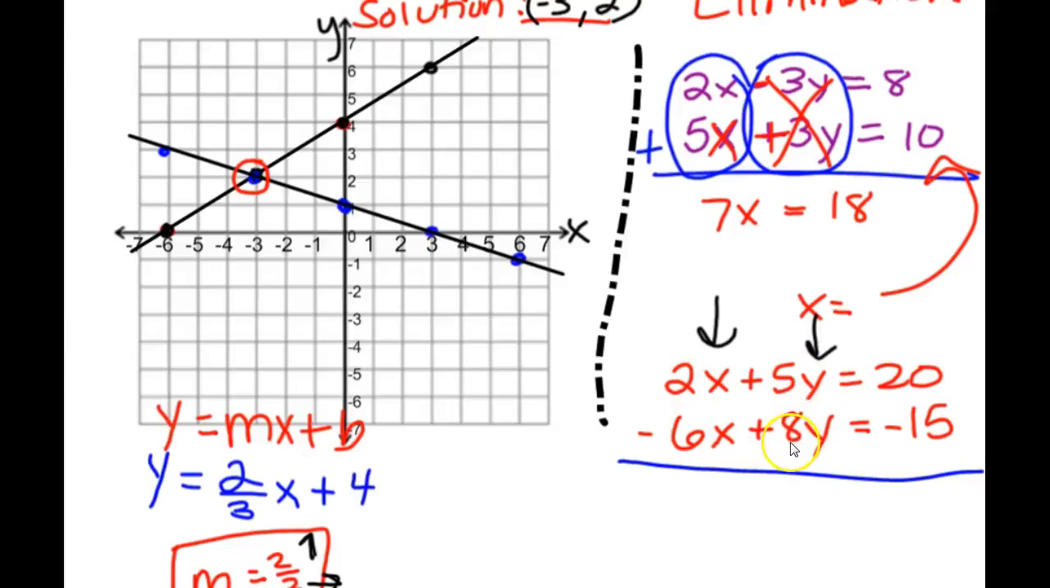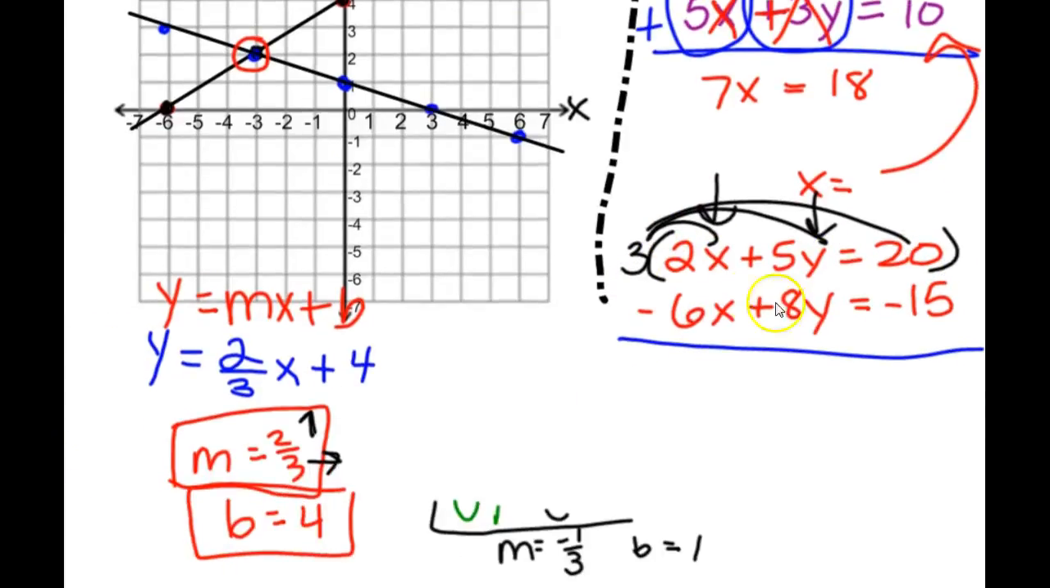5 times nothing is going to give me 8, but 2 times 3 would give me 6. So if I multiply everything by 3, both of the equations will have a 6 in the x spot. We need one to be positive. This will end up positive, and this is negative. So we'll have 6x, 5 times 3 is 15y, and 2 times 3 is 6, so that's 60. The bottom equation I would just rewrite.